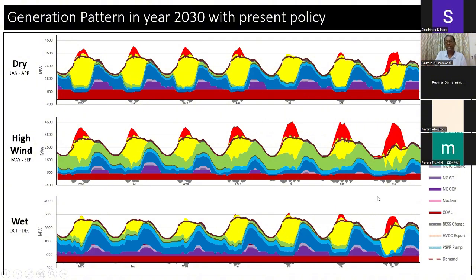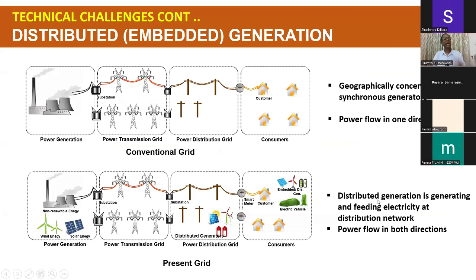And this is wet season. Right, let's go to the next slide. Our other technical challenges: most renewable energies are distributed sources. We call them distributed and embedded generation, right?